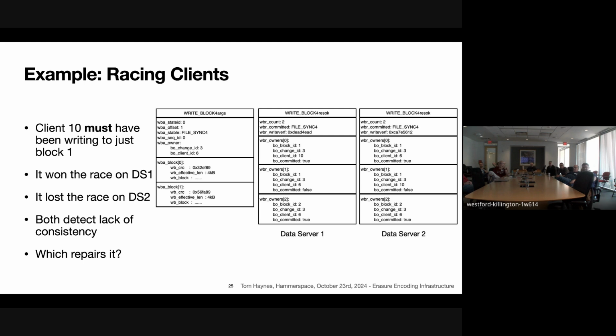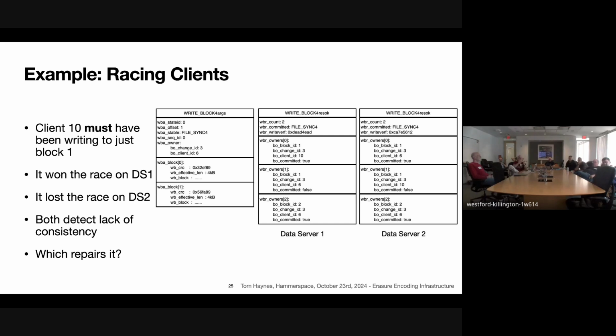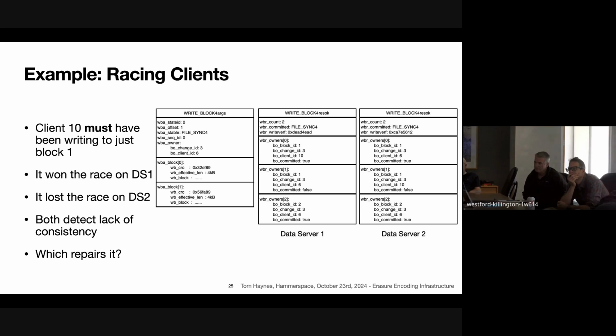And this is something that concerns me: they both detect the lack of consistency. Who gets to repair it? Right, that's the question. And this is why I always go back to the client ID and why I'm pointing out that the client ID is opaque and you can assume nothing about it. They could both squeal to the MDS and say, pick one of us to fix it. Or they could say, whoever's got the smallest client ID, whatever that means.